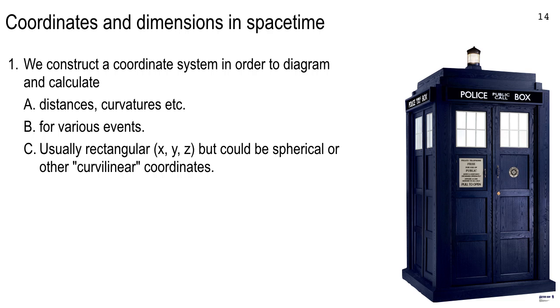But you could have spherical or curvilinear coordinates. An example of curvilinear coordinates is the spherical coordinates for Earth: latitude, longitude, and then the distance from the center of the Earth. Everything on the surface of the Earth is plus or minus about 20 kilometers, so we don't really do that, but astronomically you could. And for spacecraft, you definitely have to take into account the distance from the center of the Earth.